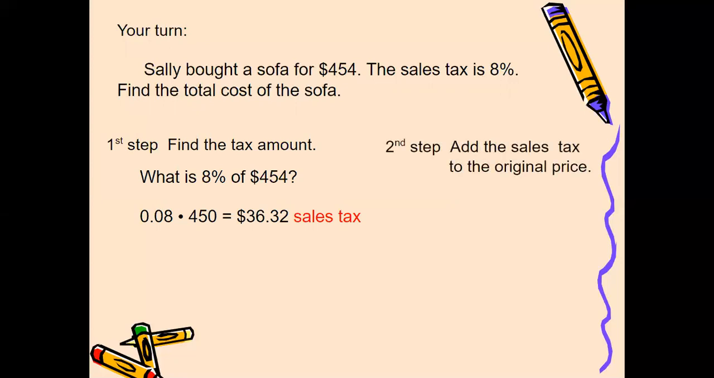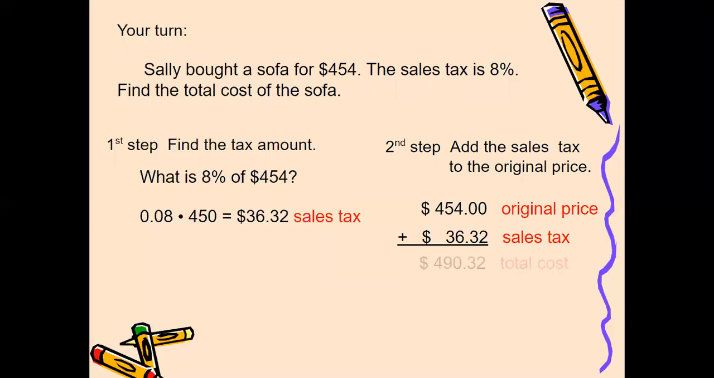Step 2, add the sales tax to the original price. So original price was $454, and I'm going to add $36.32 to that, and that's going to give me a total of $490.32.